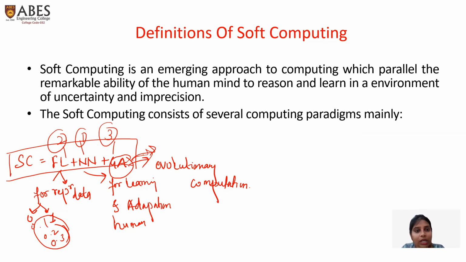The same line is written here, that soft computing is an emerging approach to computing which parallels the remarkable ability of the human mind to reason and to learn in an environment of uncertainty and imprecision. The same is discussed here, that soft computing consists of several computing paradigms, mainly fuzzy logic, neural network, and genetic algorithm.